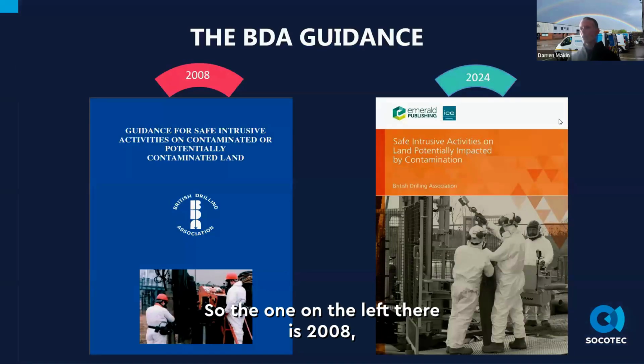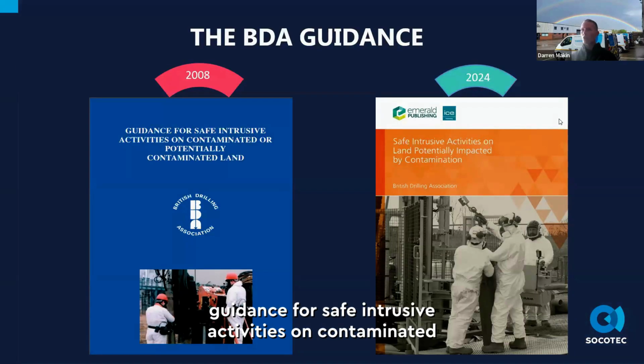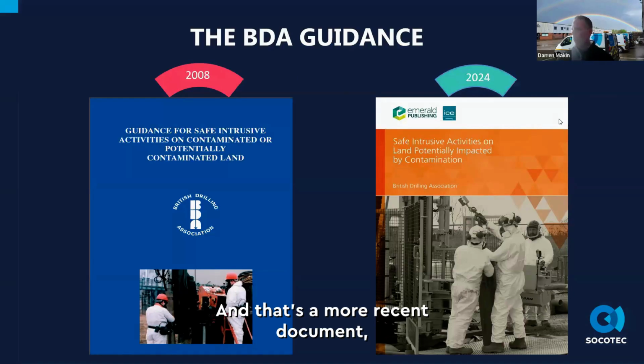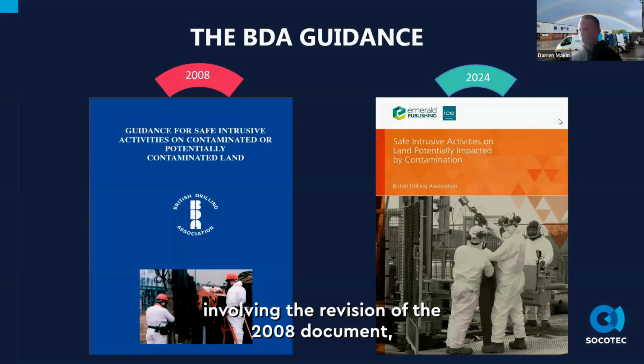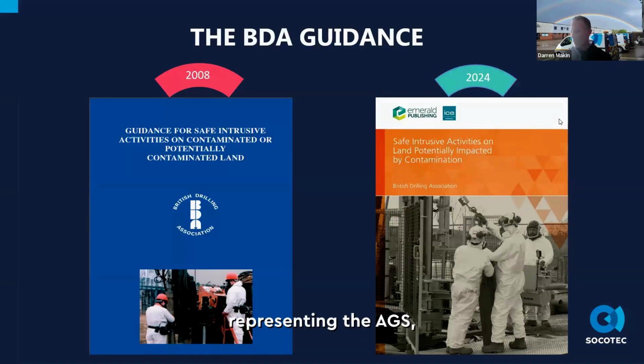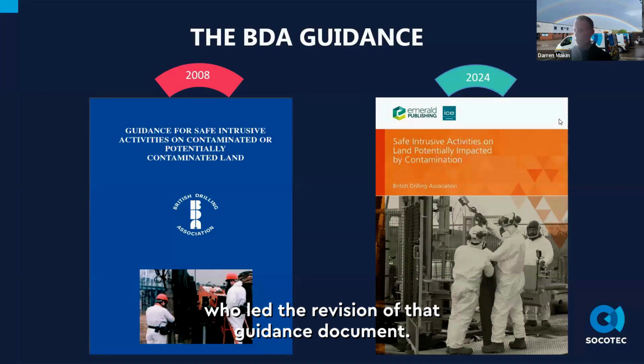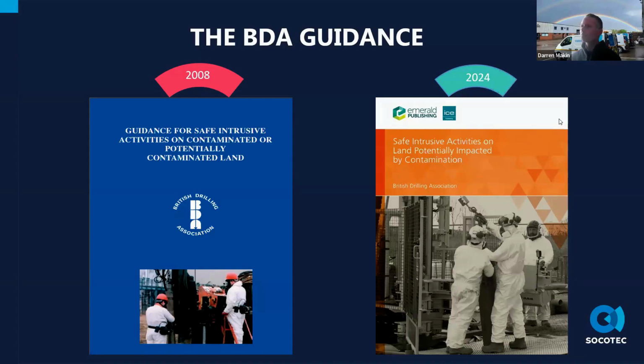The one on the left there is from 2008: guidance for safe and intrusive activities on contaminated or potentially contaminated land, a bit of a tongue twister. The other is safe intrusive activities on land potentially impacted by contamination, and that's the more recent document. I assisted on the working group revising the 2008 document, representing the AGS, in combination with SiLC and the BDA, who led the revision of that guidance document.